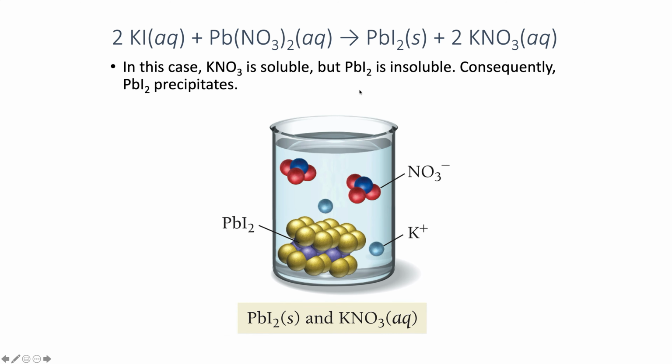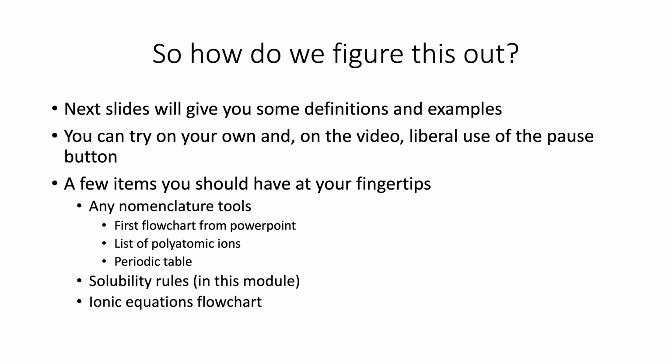Now, potassium nitrate, KNO3, is soluble, but lead-2 iodide, PbI2, is insoluble. So what will happen is the potassium ions and the nitrate ions will still float around, but the lead iodide will form a solid. And if you remember when we looked at this, it's bright yellow. That's just a gee whiz.